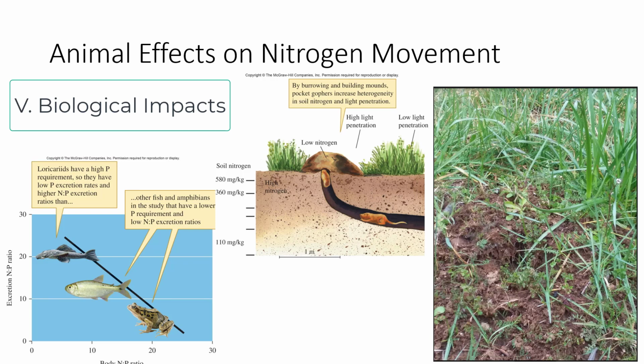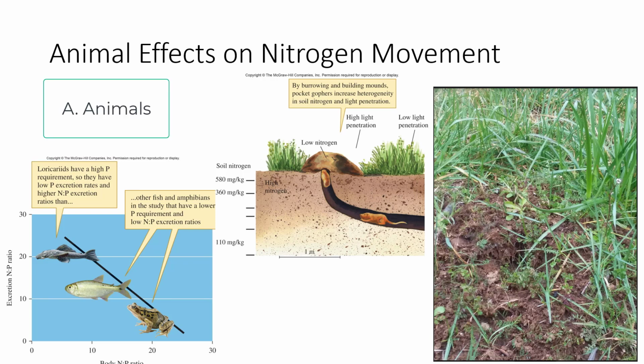First off, animals move nitrogen within an ecosystem. We can see the excretion of nitrogen. Remember, the excretory system is going to have different ratios with different fish and different amphibians, and this excretion is an input into the ecosystem. It also just cycles it through.